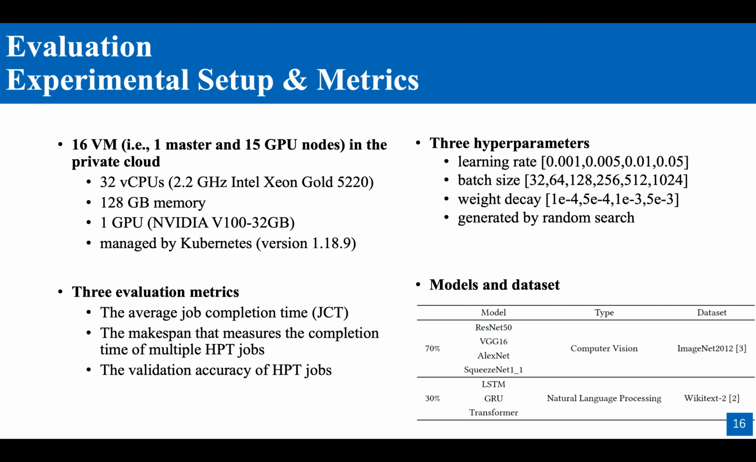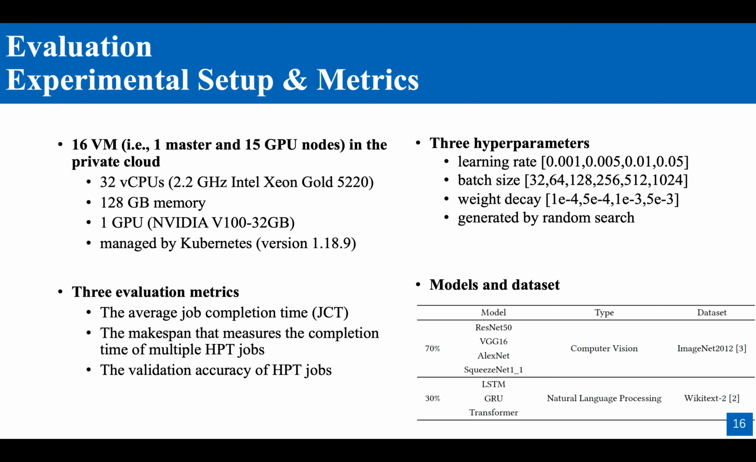We evaluated our DISK on 16 virtual machines in the private cloud managed by Kubernetes. In all HPT jobs, the hyperparameters to be tuned are learning rate, batch size, and weight decay, generated by random search. We experimented with a publicly available trace of DNN training workloads at Microsoft. 7 representative machine learning models are selected from GitHub together with public datasets, which are summarized in the table. We used PyTorch as the training framework.